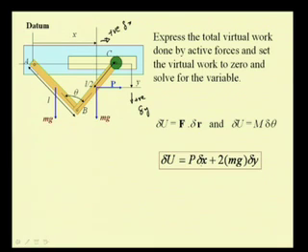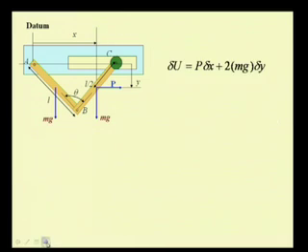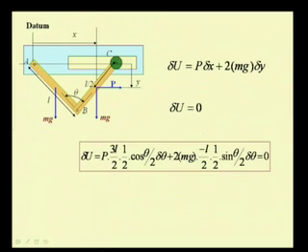Now, let us substitute the values of delta x and delta y in terms of delta theta. We have this equation which we equate to 0. So, we have P times this quantity delta x plus 2 mg times delta y, which has a negative sign, with respect to delta theta.